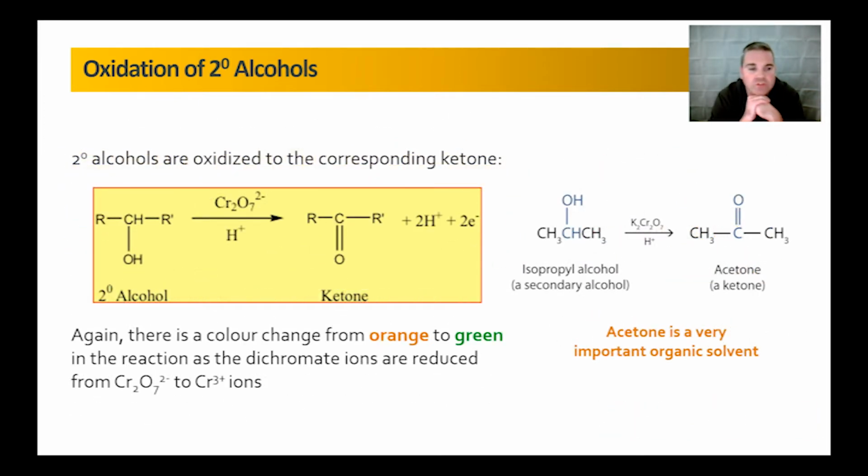Secondary alcohols also oxidize. It's still able to get in to that carbon and react, but this time instead of going to an aldehyde and a carboxylic acid, they go to a ketone. That's because this secondary alcohol is in the middle of the chain, so you end up with a functional group that's in the middle of the chain.